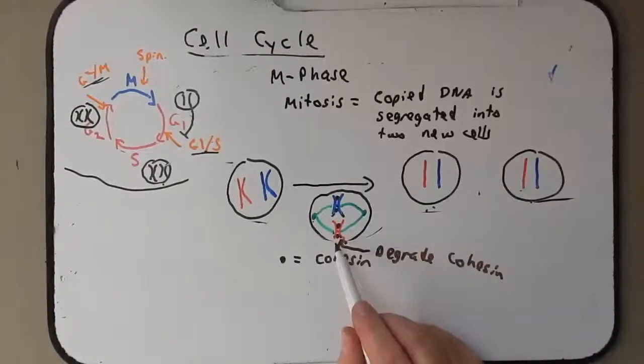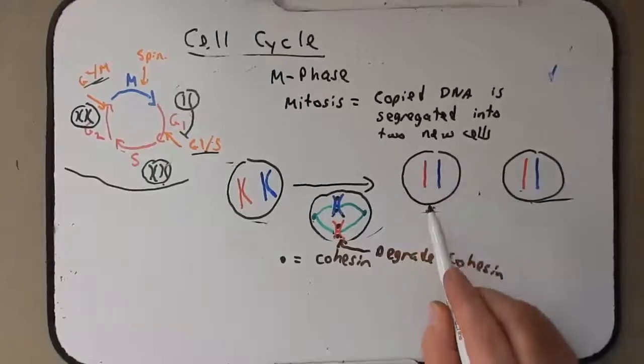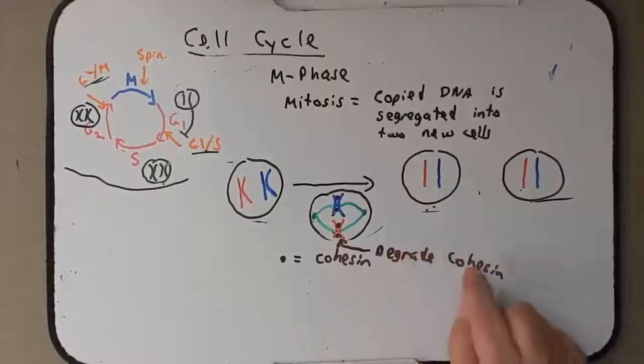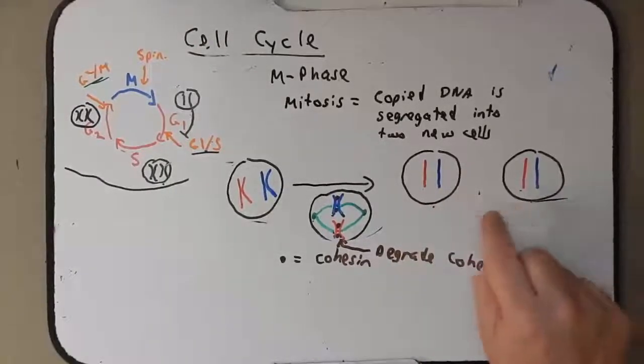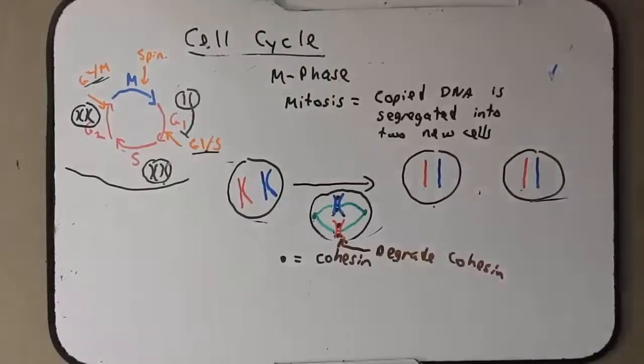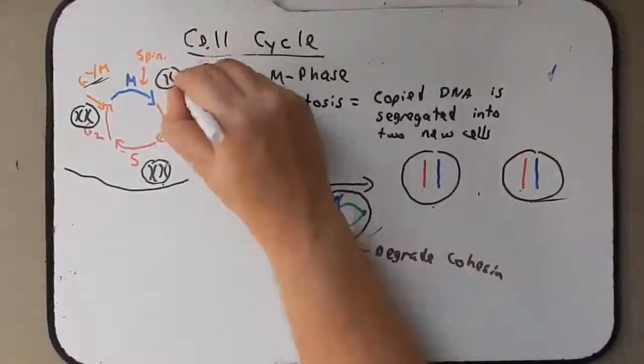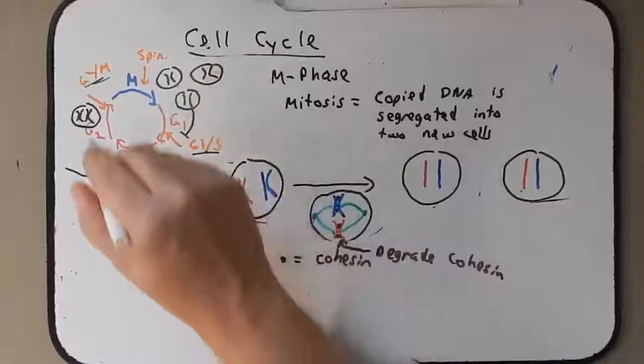If this doesn't happen, we can end up with cells that have more or less chromosomes. Having more or less chromosomes is a problem, and that leads to various conditions that you'll learn about later, not in this class, but in genetics or perhaps in other courses, conditions like Down syndrome. So these cohesin molecules are degraded, which allows the efficient separation of the chromosomes at the right time. And at this point here, we've ended the cell cycle in all of its glory, where we've produced two new cells, and they can each enter into their own cell cycle.